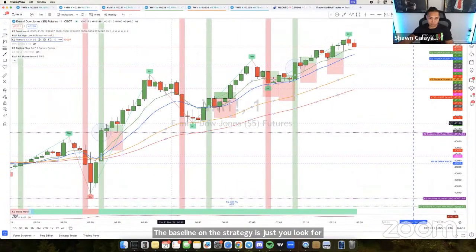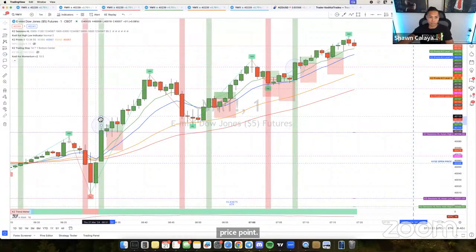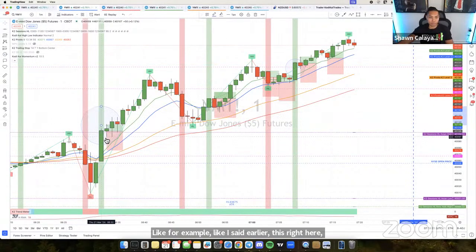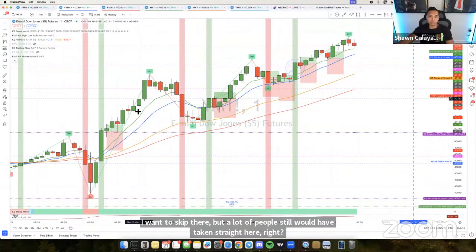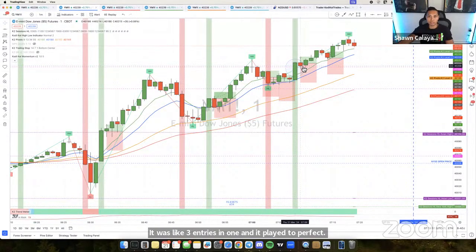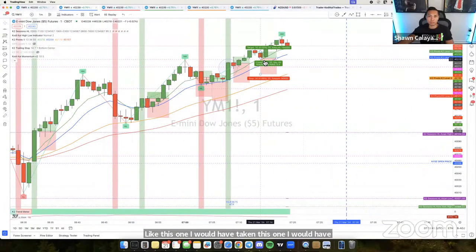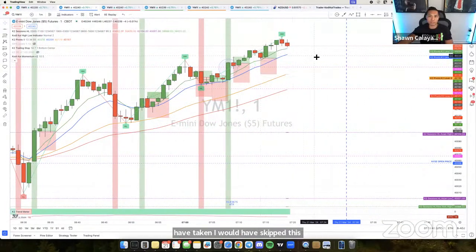Like, for example, like I said earlier, this right here, I would have skipped it, but a lot of people still would have taken this trade here, right? I would have skipped it because of the red flag. But you can see it was a perfect entry. It was like 3 entries in one, and it played pretty perfect. Like this one I would have taken, this one I would have taken, this one I would have taken, this one I wouldn't have taken. I would have skipped this one, and this one I maybe would have taken, because there's no red flags in the area.